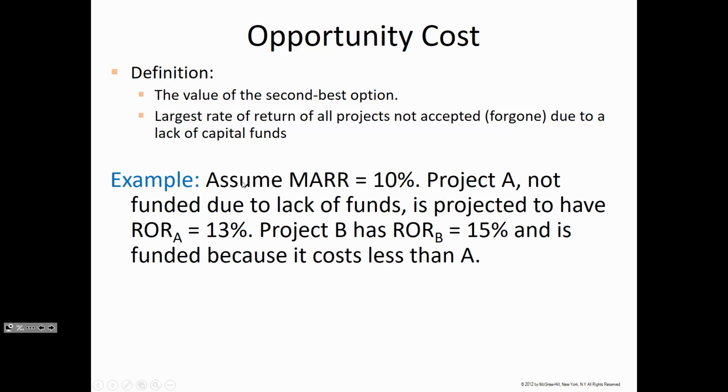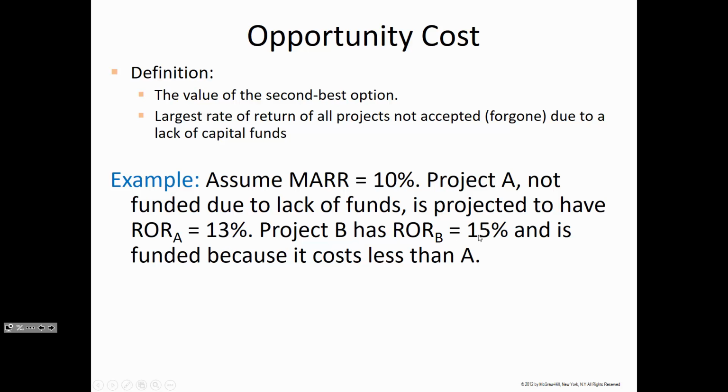So let's use this as an illustration. Let's say that your company has as its policy that all projects have to earn 10% or more return on investment. Project A wasn't funded because you couldn't raise enough money to do it. And it was going to have a return on investment of 13%.